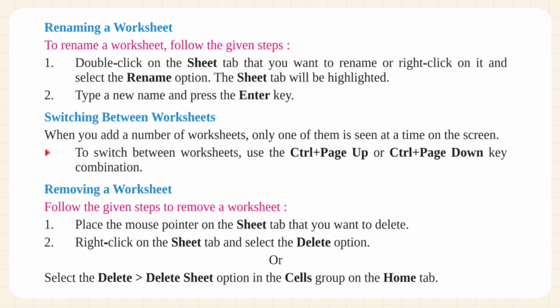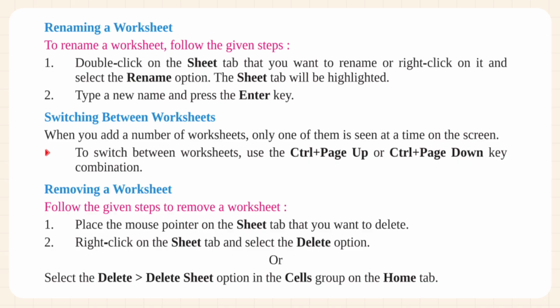Renaming a worksheet. To rename a worksheet, follow the given steps. 1. Double-click on the Sheet tab that you want to rename or right-click on it and select the Rename option. The Sheet tab will be highlighted. Type a new name and press the Enter key. Switching between worksheets. When you add a number of worksheets, only one of them is seen at a time on the screen. To switch between worksheets, use the Ctrl plus Page Up or Ctrl plus Page Down key combination.